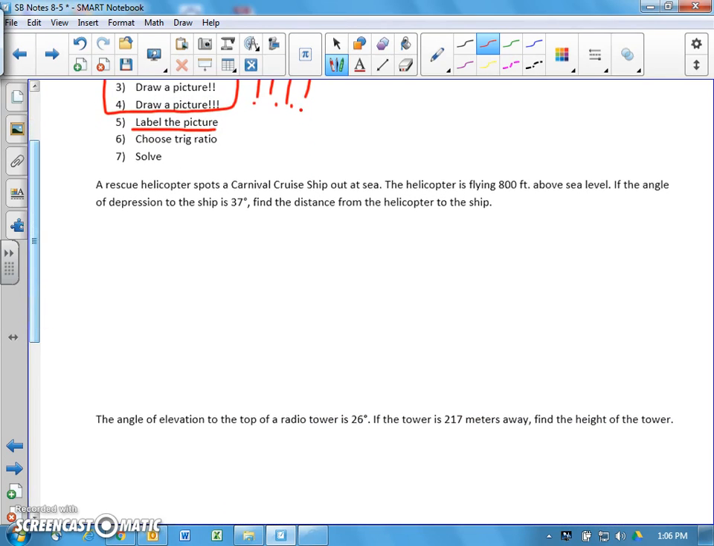A rescue helicopter spots a Carnival cruise ship out at sea. The helicopter is flying 800 feet above sea level, and the angle of depression to the ship is 37 degrees. We're asked to find the distance from the helicopter to the ship. I want you to pause the video and draw this picture. Label everything that you know. Once you've done that, start the video again.